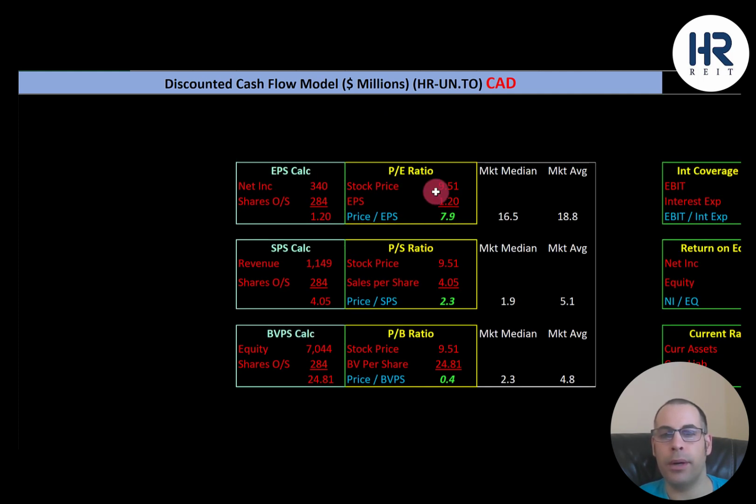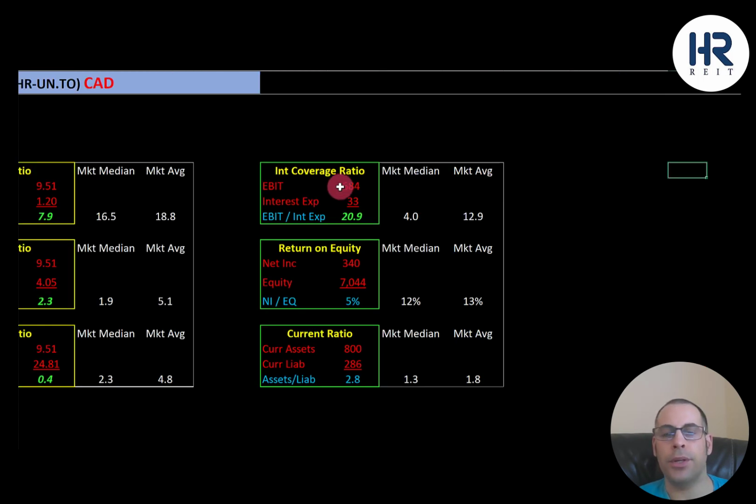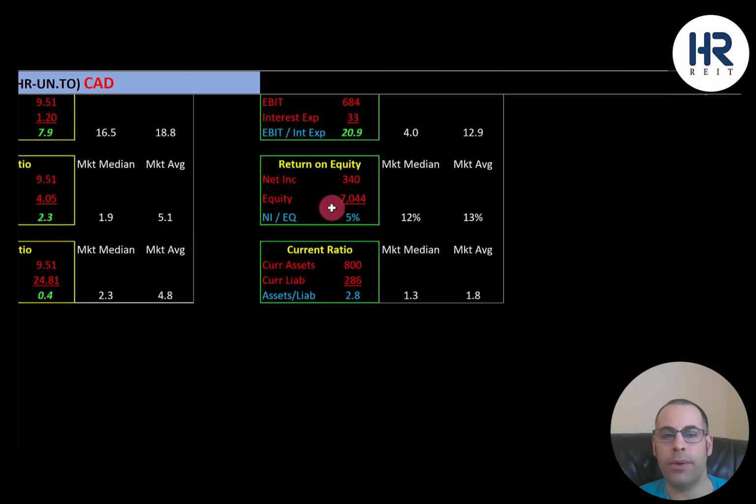Stock price is the numerator of each equation. Really good interest coverage ratio, that's EBIT over interest expense. They're at 21. I like to see above 2 so they can easily cover their interest payments. They do have a low ROE, that's net income over equity. That's only 5%. I like to see above 20%, so they don't provide a good value to their equity holders.